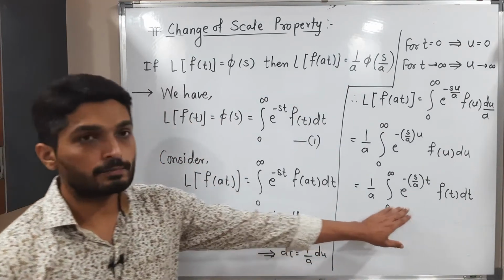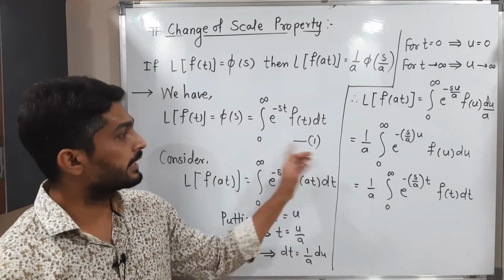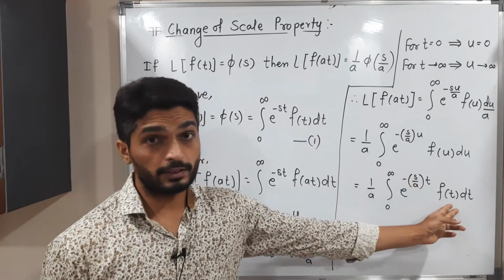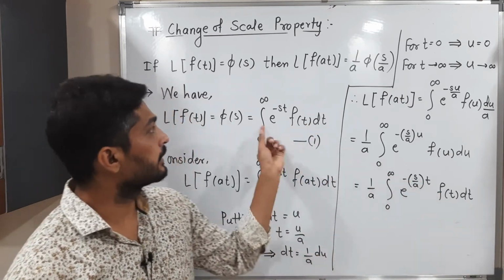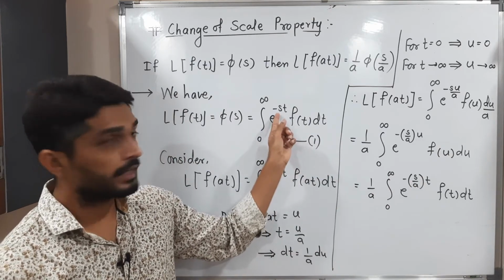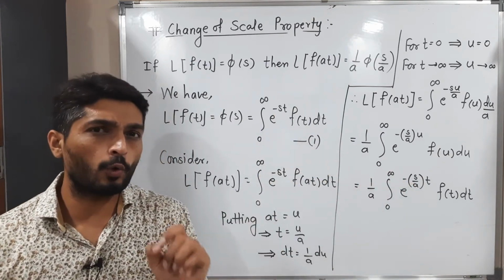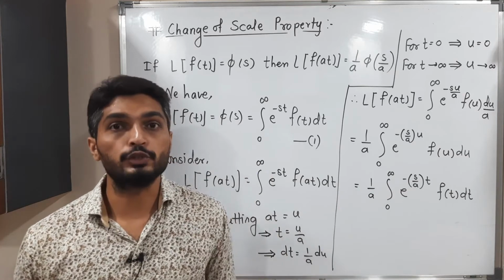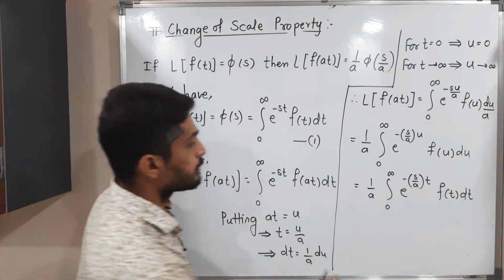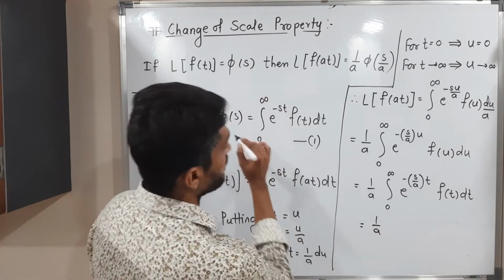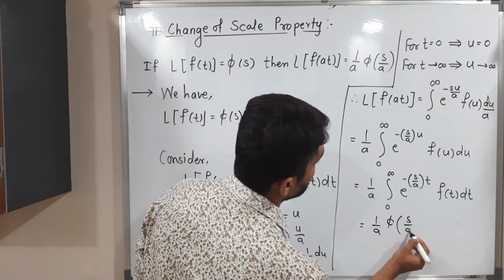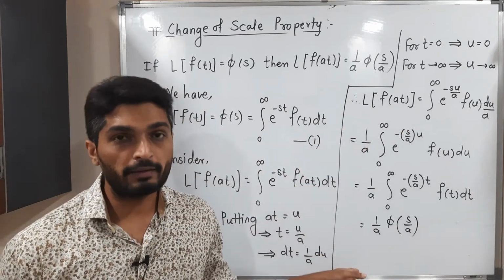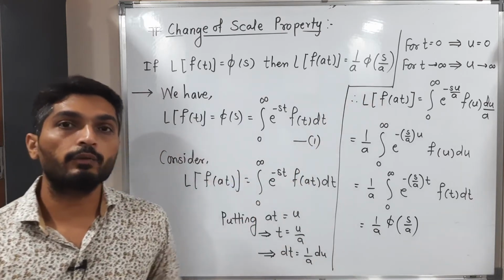Can you find any difference between this integral and this integral? Is there any difference? Let us check. 0 to infinity, f of t dt same, e raised to minus s by a t, e raised to minus st. Yes, that means here we have s and here we have s by a. This is the only difference. When you have s, we call it phi of s. So when you have s by a, we should call it phi of s by a, obviously. So this is equal to 1 by a, using this relation we can write, phi of s by a. So we started with L of f of at and finally we got its value 1 by a phi of s by a. So the same thing we proved.